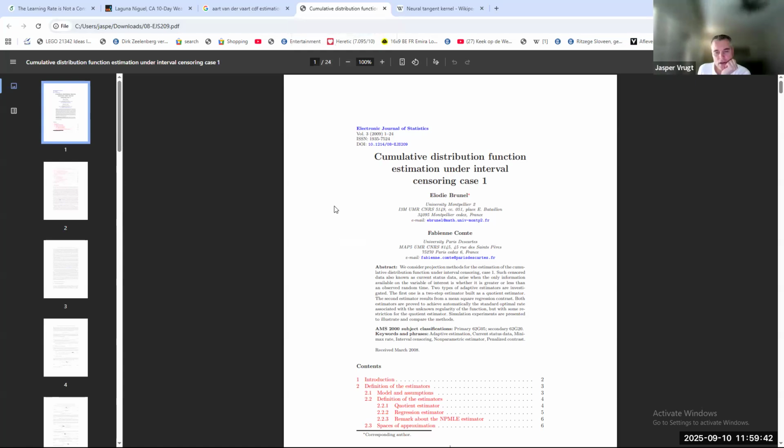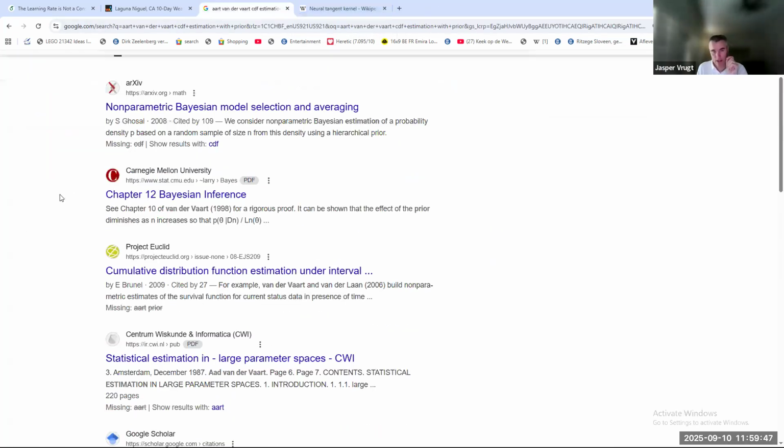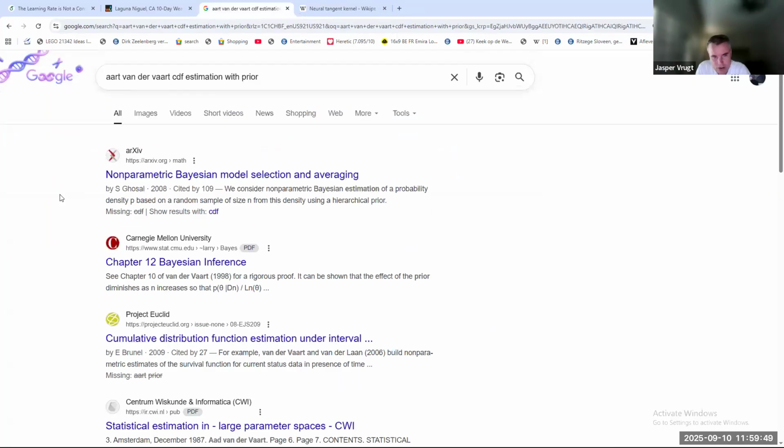About Aart van der Vaart, he's the king in non-parametric Bayesian inference, and I saw a talk he presented about CDF fitting, where he uses a prior to turn the uncertainty in your assumption into statistical uncertainty. So he uses a prior on CDF fitting and then shows what the effect is.